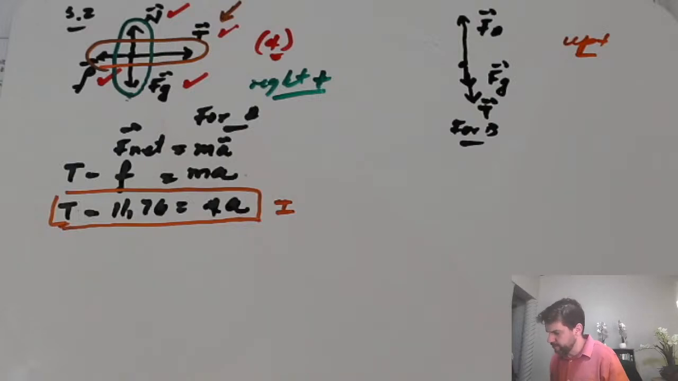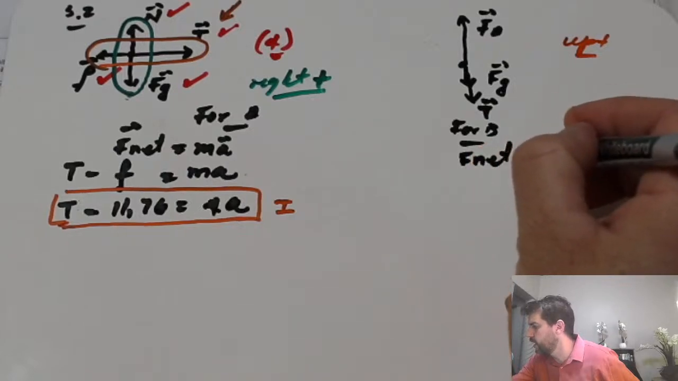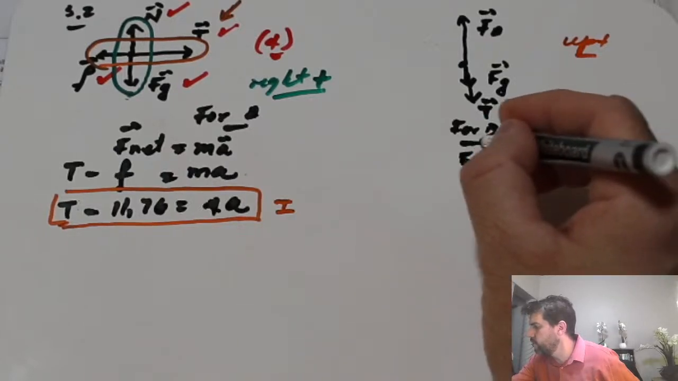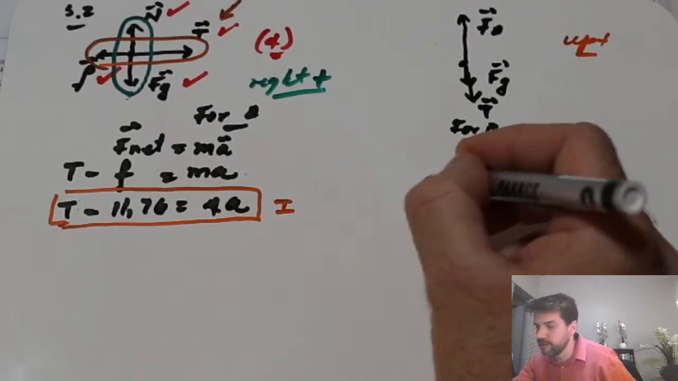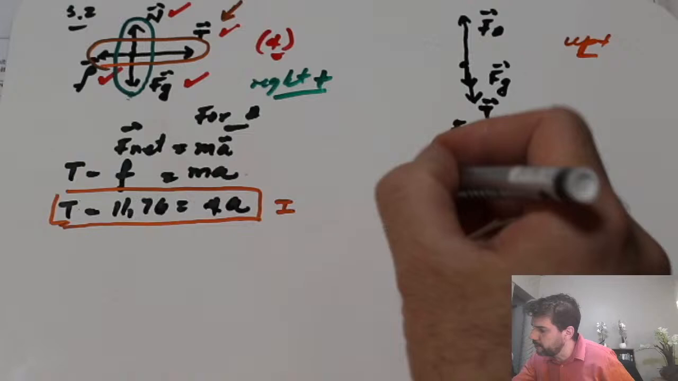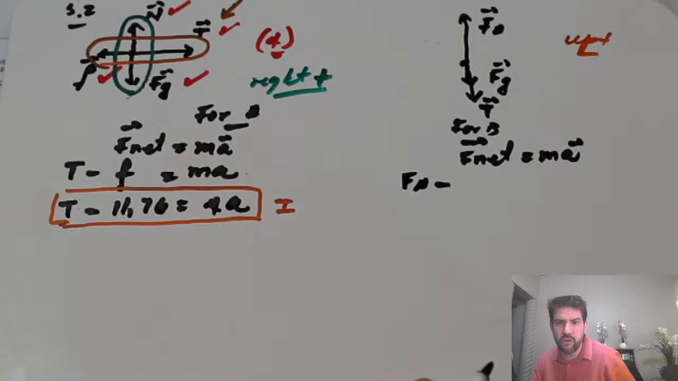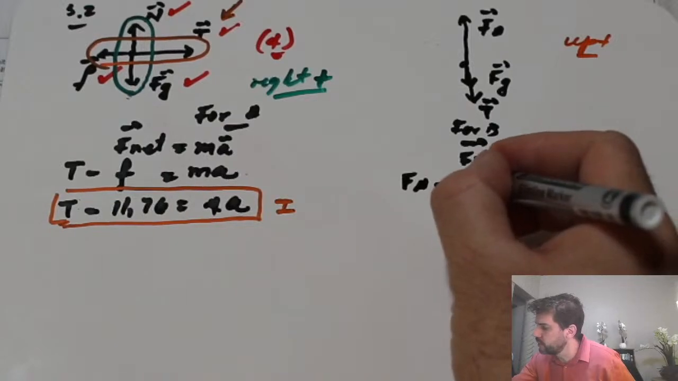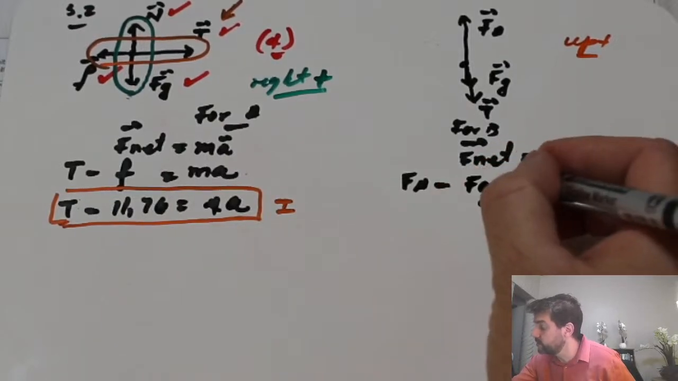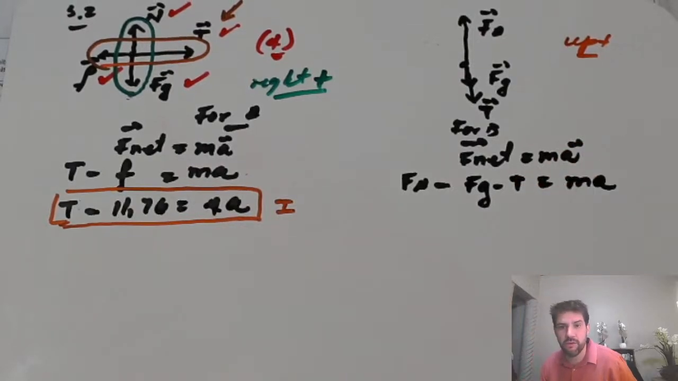Right, so now Newton's second law once more, F net is equal to ma. Now, what forces are acting there? We have the applied force, which is pointing up, so it's positive, so it's applied force minus gravitational force, which is downward, so it's negative. I said up is positive at this point, so it's minus gravitational force minus tension is equal to ma. There we go. All right?